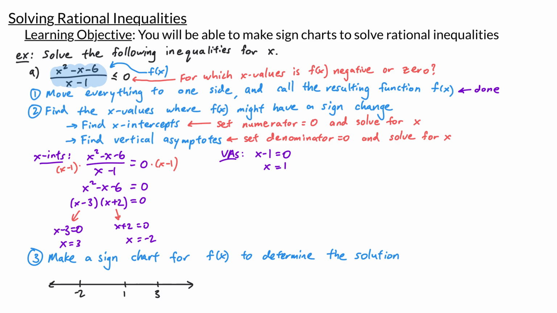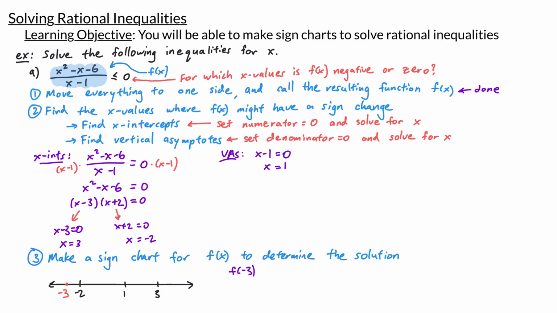So to fill out our sign chart, we're going to pick an x value in each of these intervals. We're going to plug them into our function, and we'll try to determine the sign of the output. Let's start with this leftmost interval. We're looking at x values less than -2. So for example, we can pick something like -3. We want to take -3, plug it into our function, and see what the sign is.